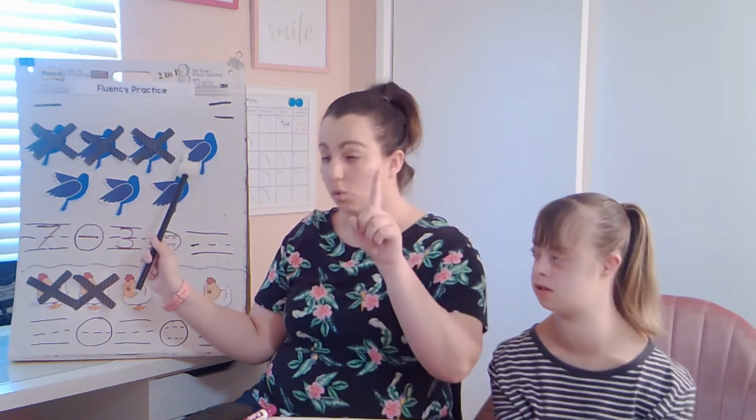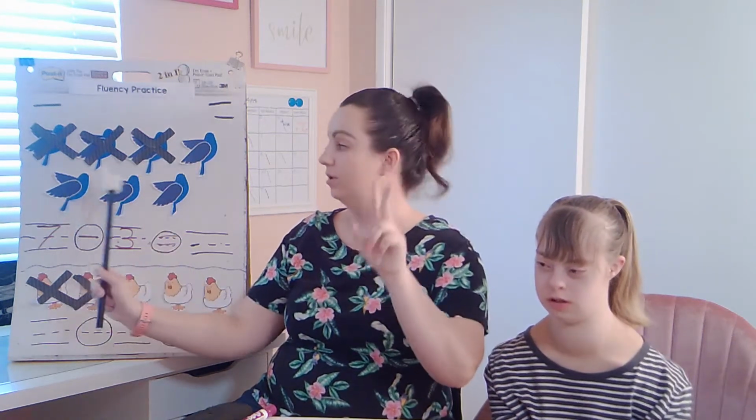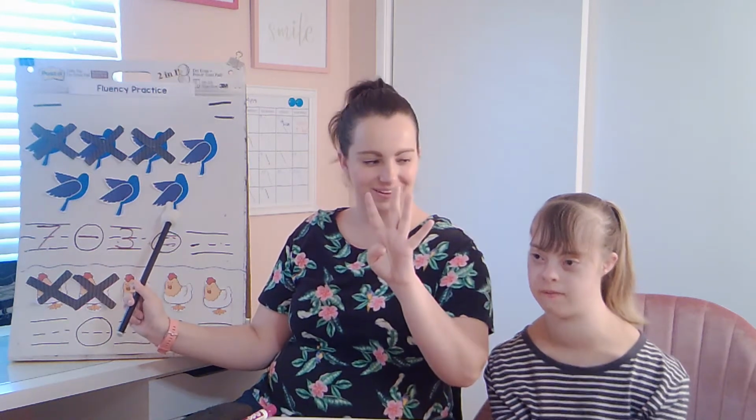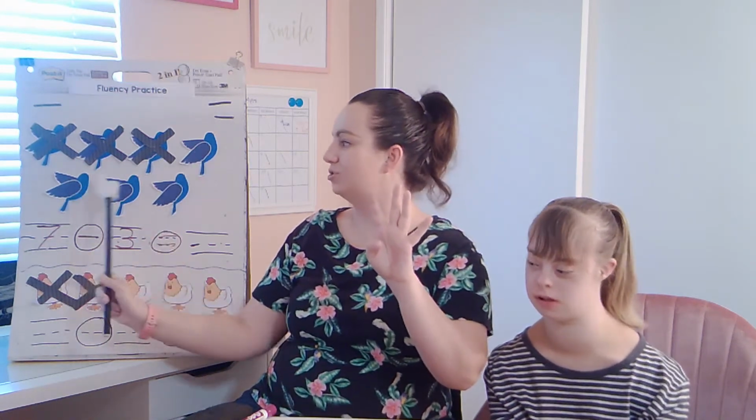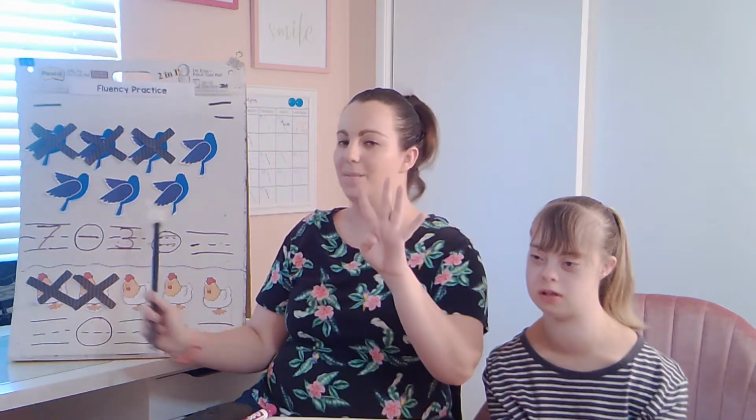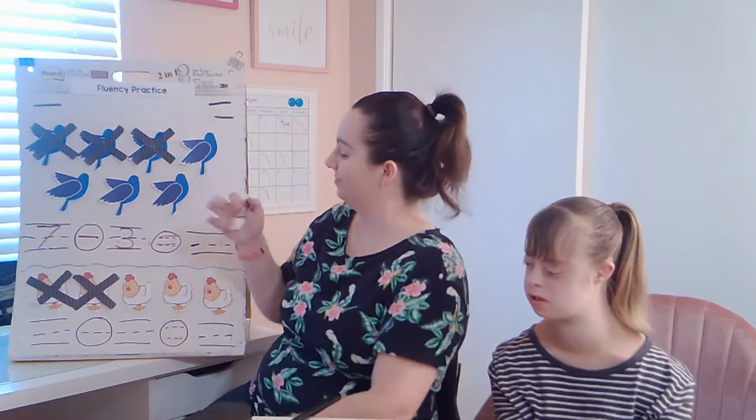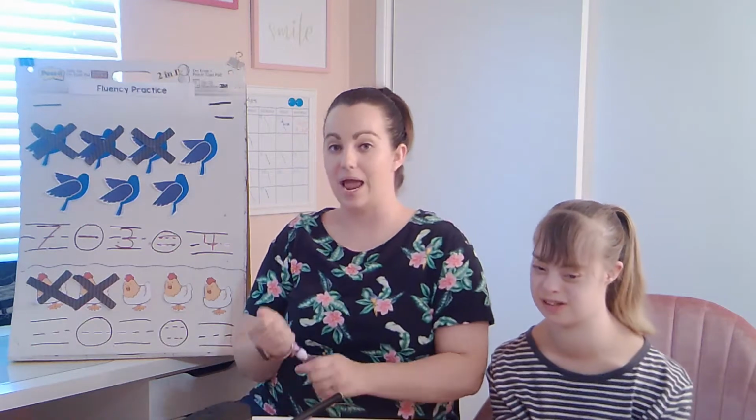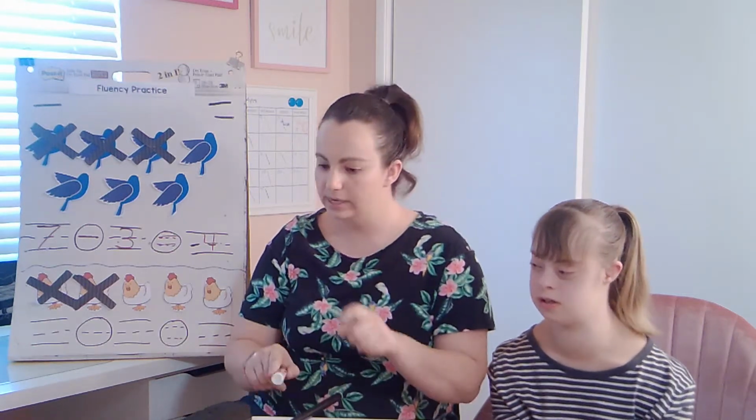Ready, set, count with me. 1, 2, 3, 4. How many are left? 4. 4, good. 1, 2, 3, 4. How many are left? I say 4. 4, good. So we write our answer right here. 4. And let's go back. Reread, double check your problem. Okay? Ready, set, read with me.